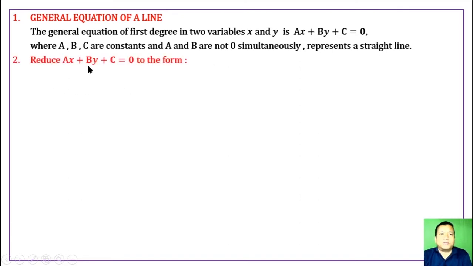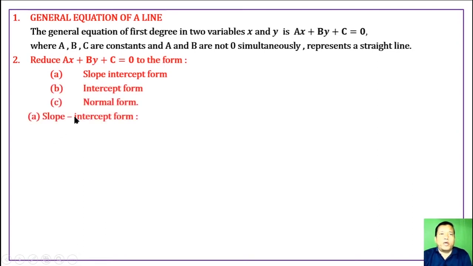Reduce ax plus by plus c equal to 0 to the form: 1, slope intercept form; 2, intercept form; 3, normal form. We have to reduce this general equation of a straight line into the following three different forms. Slope intercept form.